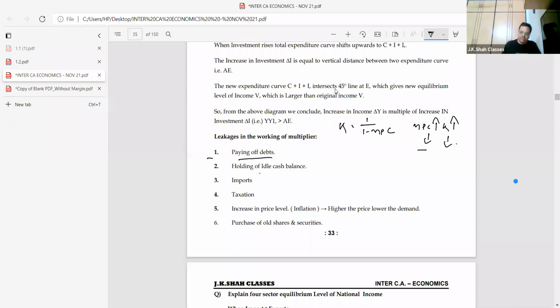Then I said holding of idle cash balance. See what happened, what will that money lender be doing? Sri Prasanna, what will he be doing, beta? I said some time back, he will be hoarding money. Hoarding money, Shalini, is what? Come on, tell me, beta. What is hoarding money? Hoarding money is keeping the money just like that, keeping the money idle.